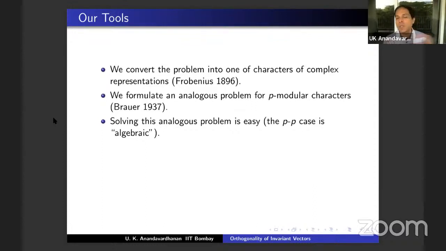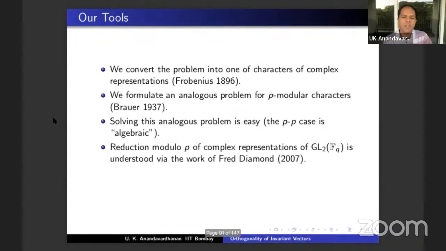Now to come back: the question was not about P-modular representations. There is a relatively recent result, 2007, by Fred Diamond, on reduction mod P of complex representations of GL2(FQ). We make full use of Diamond's results to take our solution in the third bullet point and connect it to the original question. This is the way in which we connect these two. These are just plain English sentences, but philosophically this is the crux of the proof.